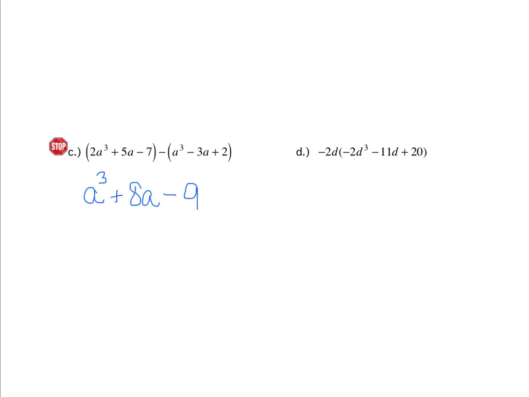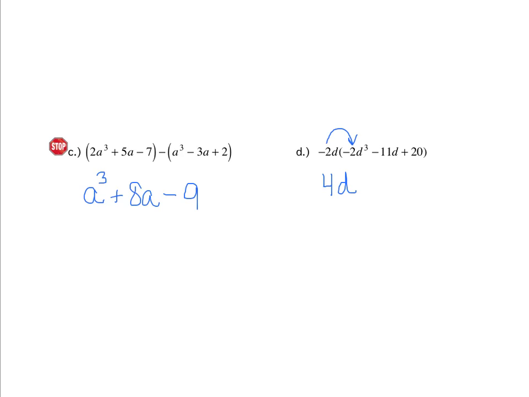Okay, in part D, we're going to have a monomial, and we're going to multiply it by a polynomial. So we have negative 2d times negative 2d cubed minus 11d plus 20. All we're going to do here is distribute. So negative 2d times negative 2d to the third is a positive 4. We still multiply coefficients like always.